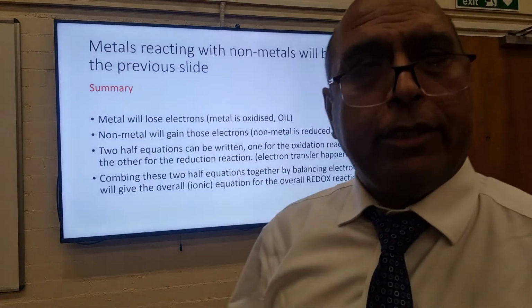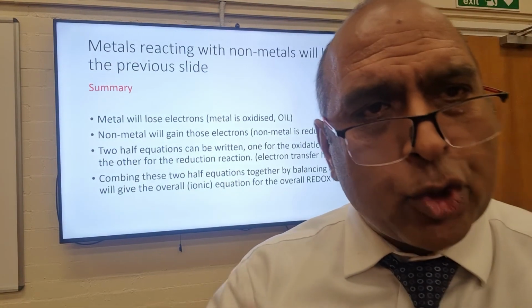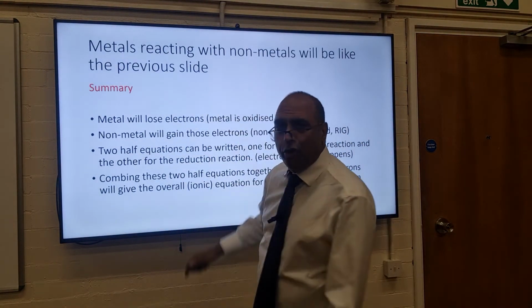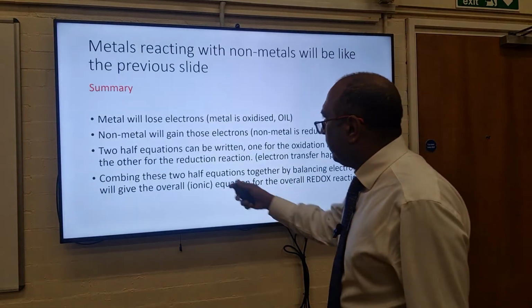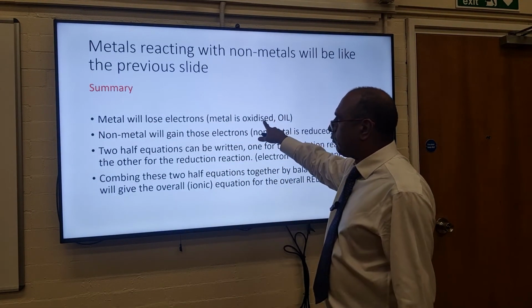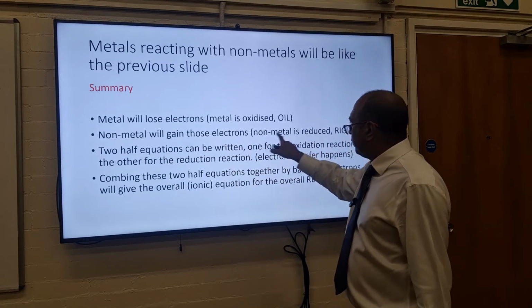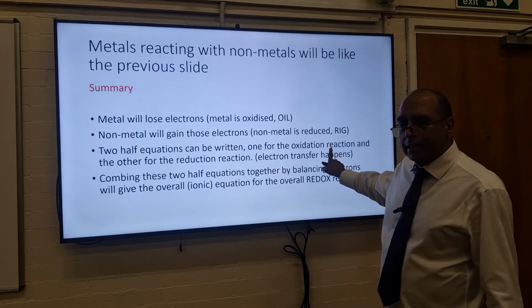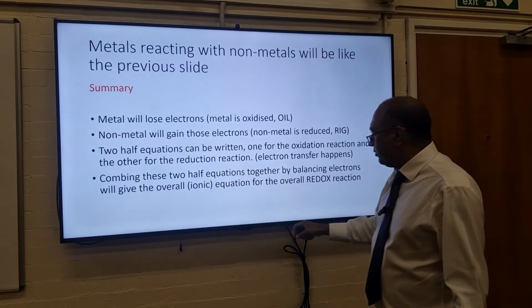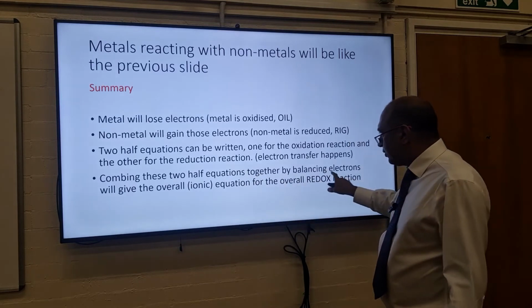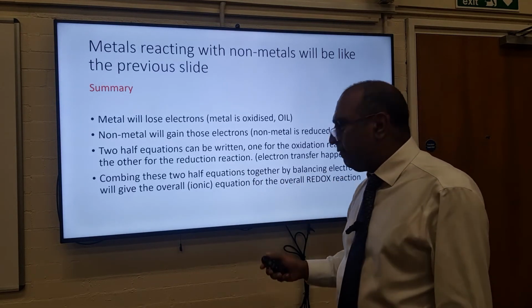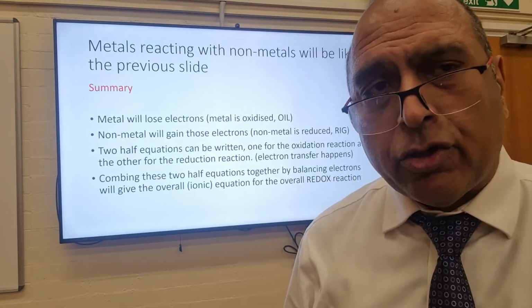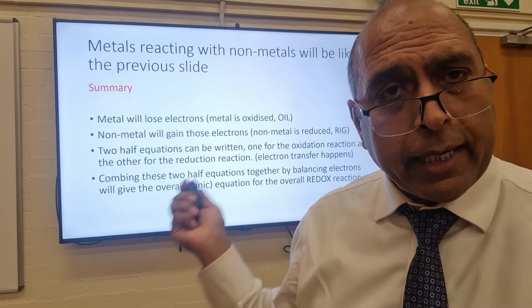Metals reacting with non-metals. Now that making sodium chloride is just one example, but that will happen whenever you get ionic bonding. Ionic bonding, the metal will lose electrons, oil. The non-metal will gain the electrons, rig. The two half equations can be written. One is for oxidation, that's the metal, and the other is for reduction, that's the non-metal. Combining the two half equations by balancing them all up will give the overall ionic equation, or the overall balanced symbol equation. If there's nothing else involved, you can get it that way.